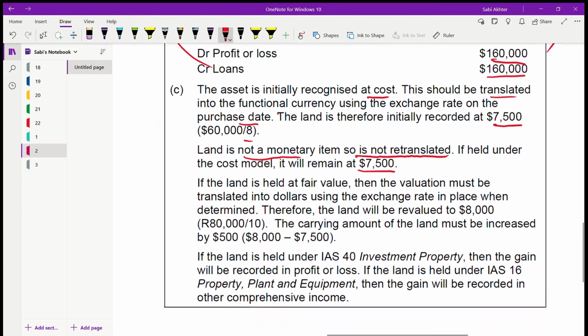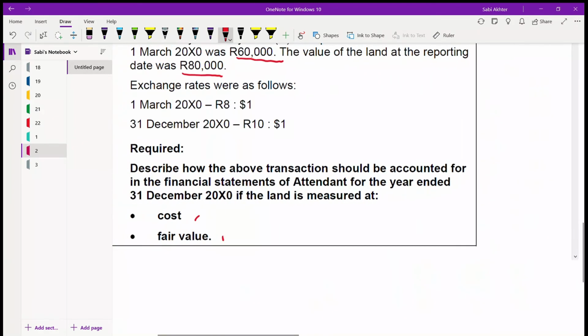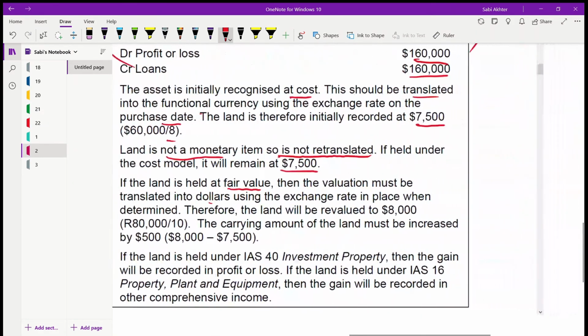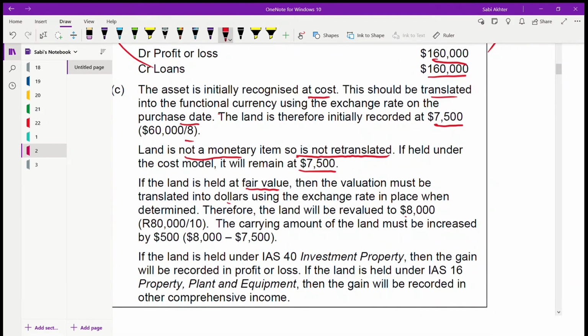But if the land is at fair value, that valuation also has to be translated into dollars, but at the date when the fair value is determined. So it was determined on that same date only. No, I think it was, wait. No, it was determined on 31st December 2000, so a different rate. So it must be revalued to 8,000. How? Because 80,000 divided by 10. 10 was the exchange rate at the date when fair value took place, and 80,000 is the fair value. So what is the carrying amount of the land? It must be increased by 500.